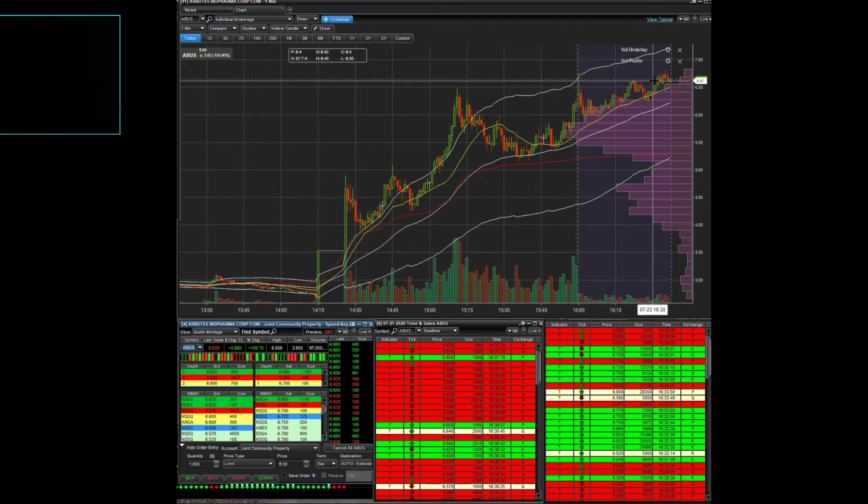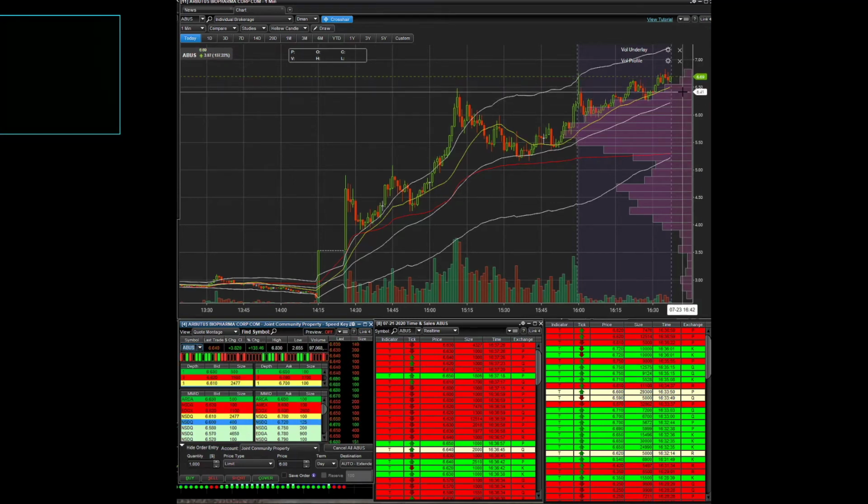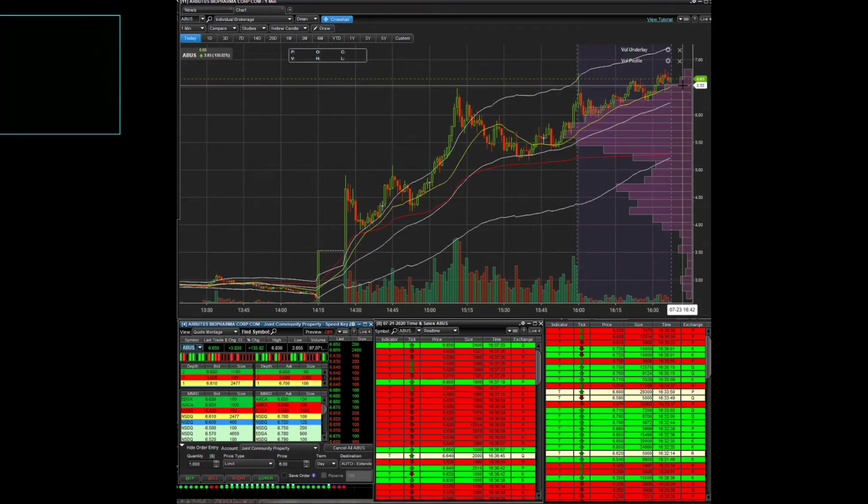Now, technical wise, we should hold the top of this flag area. We want to put in a higher low, maybe 640 to 650. Yeah, I'd say about 650.